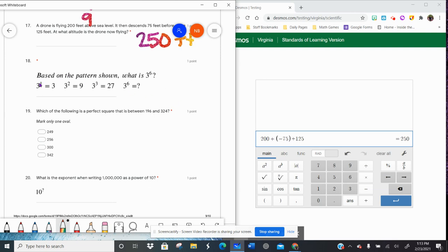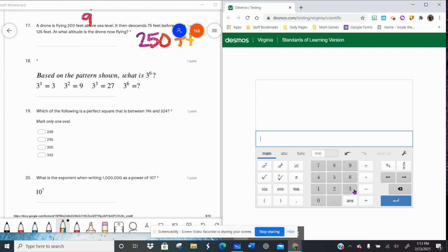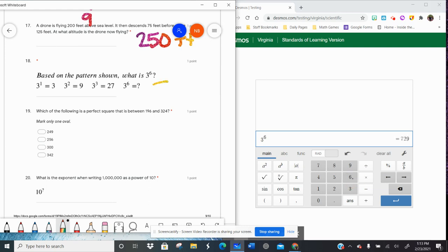Let's do some exponent problems. It says, based on the pattern shown, what is 3 to the 6th power? So let's clear this. When I type in an exponent, I type in the base first, 3. Then I use the exponent key. Then I type in the 6. 3 to the 6th power happens to be 729. Isn't that easy? That's pretty easy.